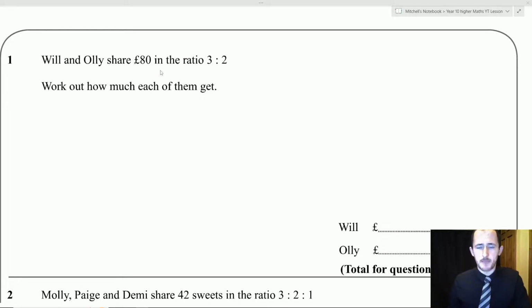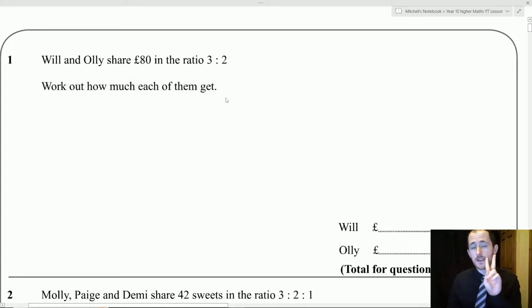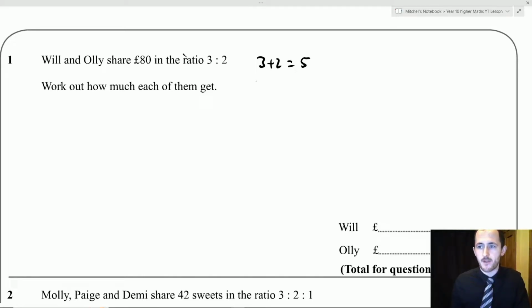So, basics of ratios. It essentially tells you how many parts people get. Will and Ollie share £80 in the ratio of 3 to 2. Work out how much each of them gets. There are two main ways to do this. One way is to visualize it. So if I do 3 plus 2, that's 5 parts in total, right?